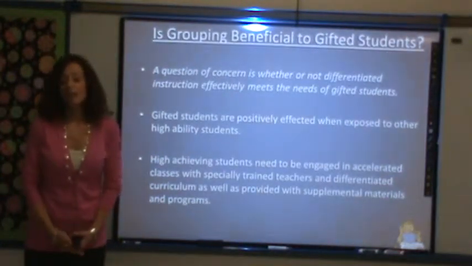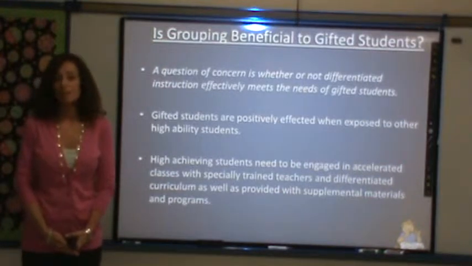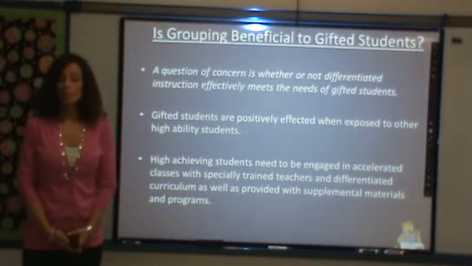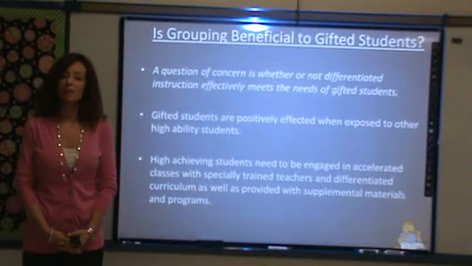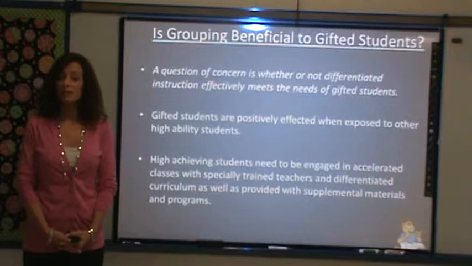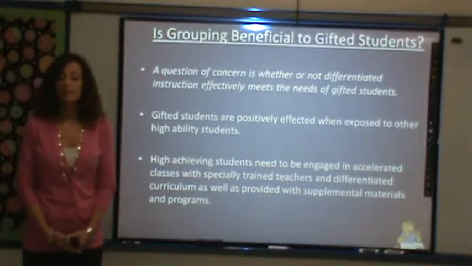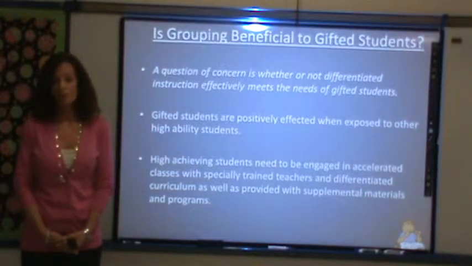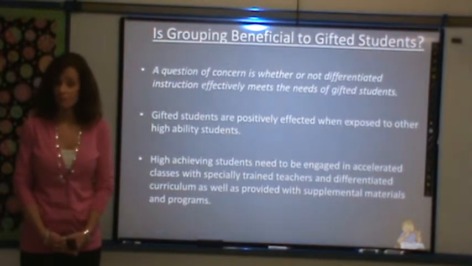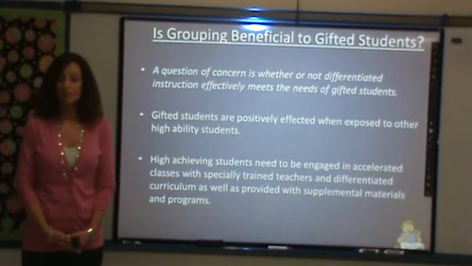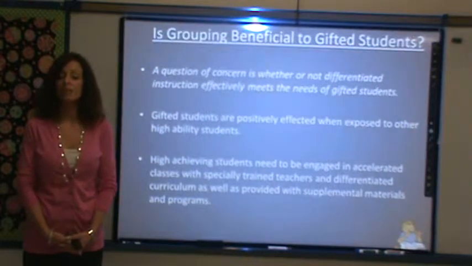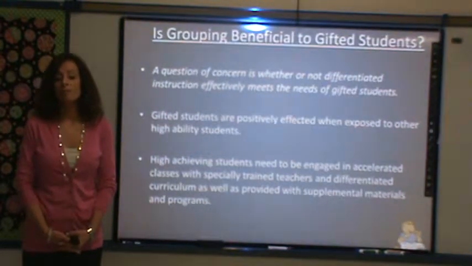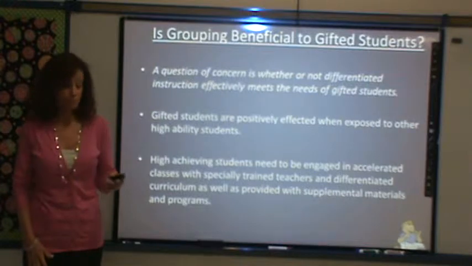We also wanted to look at how ability grouping affects the gifted student. The question we wanted to answer is a question of concern whether or not differentiated instruction effectively meets the needs of the gifted student. Gifted students are positively affected when they're exposed to other high ability students, which would be a homogeneous type classroom. High achieving students need to be engaged in accelerated classes with specially trained teachers and differentiated curriculum, as well as being provided with the supplemental materials and programs.